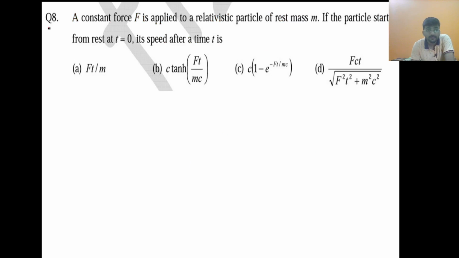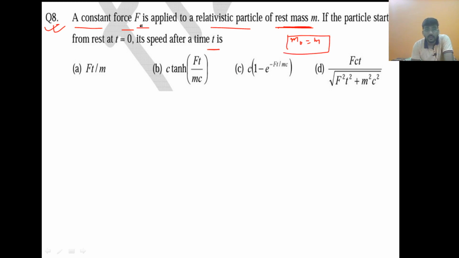So here is the problem. This is a problem from special theory of relativity. A constant force F is applied to a relativistic particle of rest mass m. Here the rest mass is m, this is very important. If the particle starts from rest at t equal to 0, its speed after a time t is? So here rest mass means m0. Given that m0 is m, rest mass.